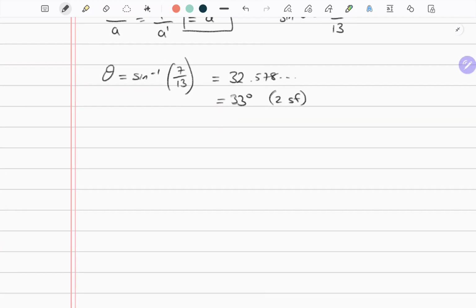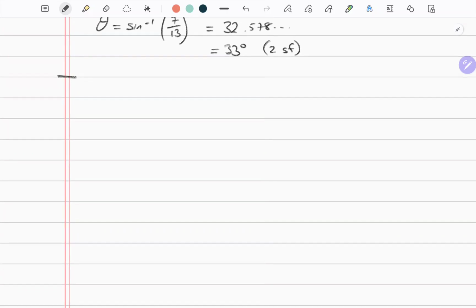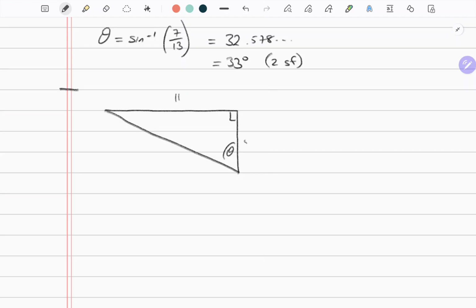So let's try another one. Let's say we have, pretty straight line, happy with that. Watch me mess it up now. No, it's not too bad. Okay, so another right angle triangle here. We're looking for theta there. We have 11 and we have 5. So let's write this out.